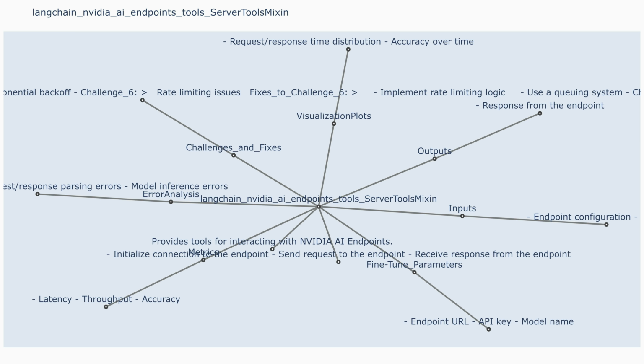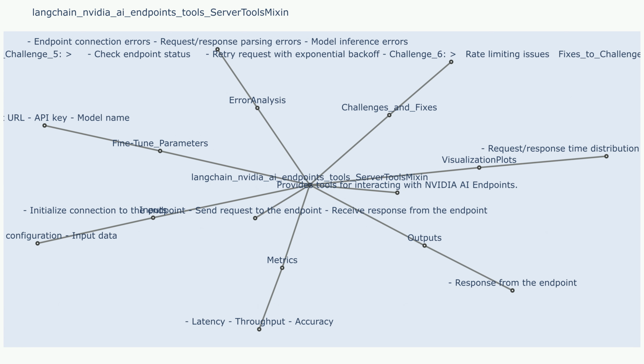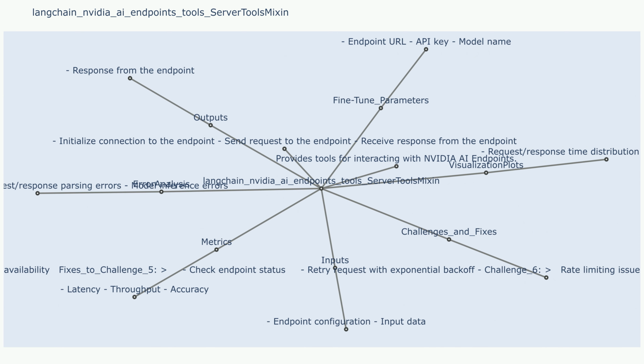The Server Tools Mixin class is a powerful tool in LangChain's NVIDIA AI endpoints integration. It simplifies the process of interacting with NVIDIA Triton Inference Server, making it easier to deploy and use LangChain models in a production-ready environment. This mixin provides functionalities to manage and interact with the Triton server, allowing for seamless integration with the LangChain ecosystem.